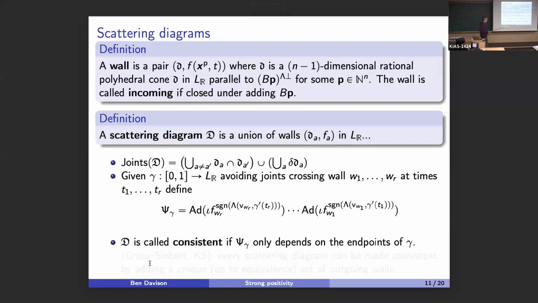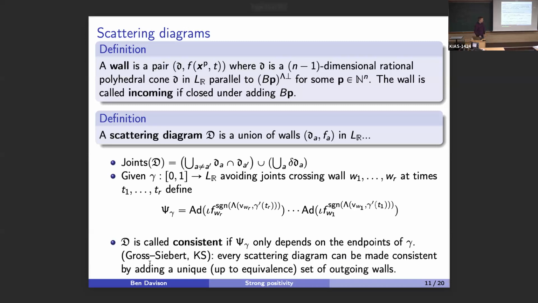And like I said before, this is really the same as asking that the products of these functions be the same no matter which way round we go. So as a result, in various levels of generality, due to Gross and Siebert and Kontsevich and Soibelman, every scattering diagram can be made consistent by adding a unique, up to equivalence, set of outgoing walls.